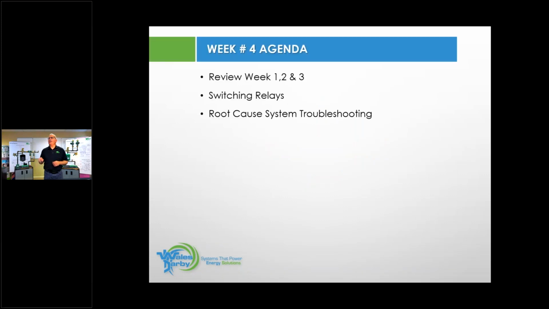Okay, here we go. So here's our agenda for week 4. We're going to review everything we've done from week 1, 2, and 3. We're going to go over our switching relays, because as we're building these systems, we can build some pretty sophisticated systems. We want to make sure that we can control them. And we have a great actual setup on switching relays that will allow you to do that up to 120 zones for a lot of jobs. Very sophisticated systems you could do, and it's quite simple.